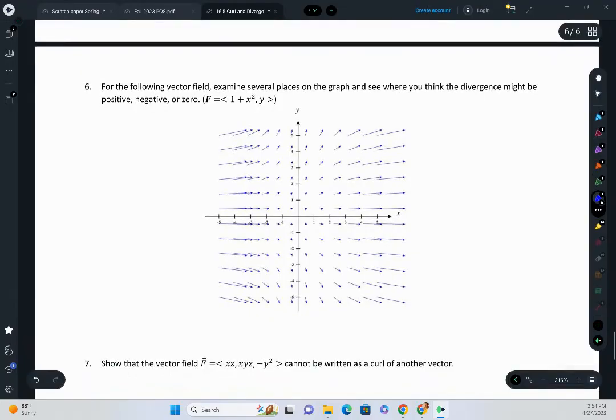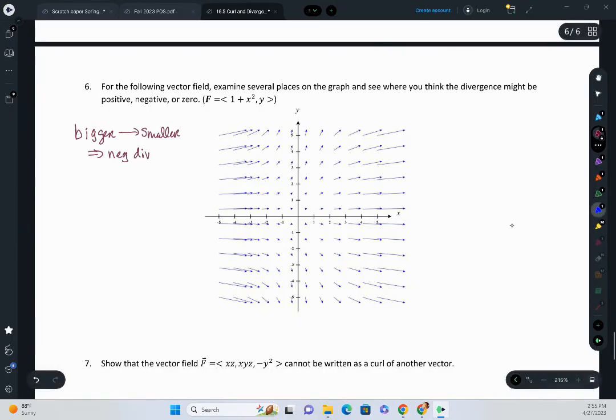All right, next one. For the following vector field, we are going to be looking at the divergence and where we think that the divergence might be positive, negative, or zero. And we've got our vector field here. And so I want to write out a few bits here for us to be able to follow. So bigger, and by bigger, I'm talking about the bigger vectors. When they go from bigger to smaller, that means that there is decreased flow rate, and so that implies a negative divergence.